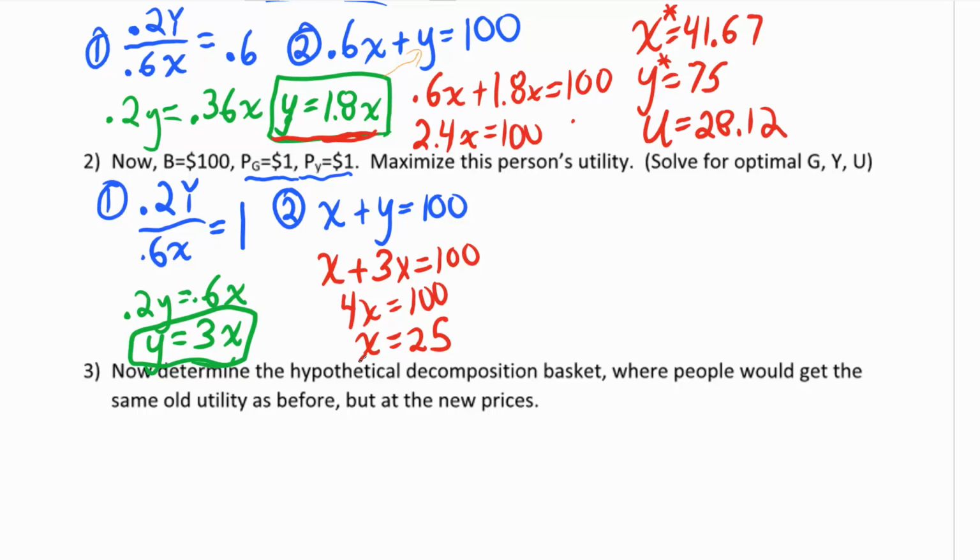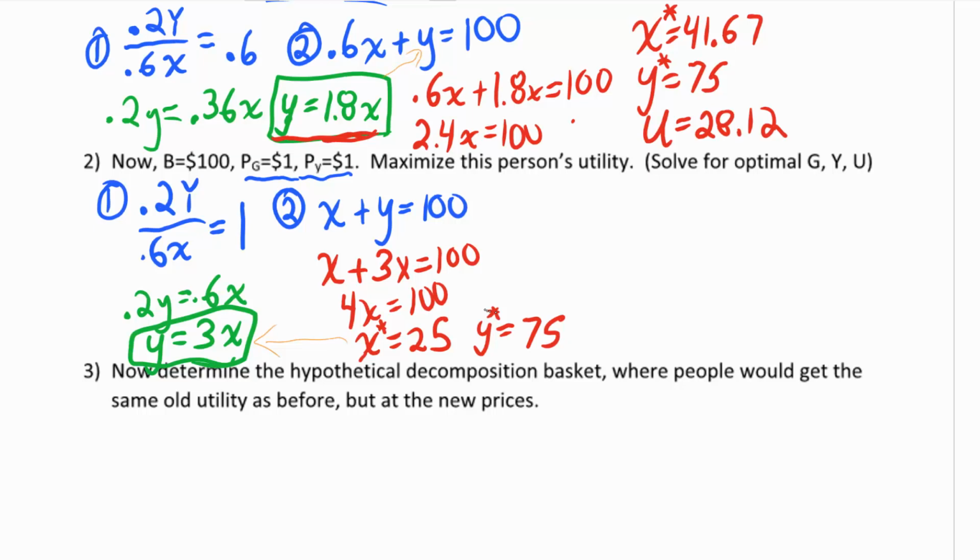Let's see what happens to how much y they're going to buy. Well, we see from this equation that y equals 3 times the amount of x. Y is going to equal 75. And again, this is a common side effect of using a Cobb-Douglas utility function. When you raise the price of x, the amount of y doesn't change. So x star now 25, y star, optimal amount of y, 75.